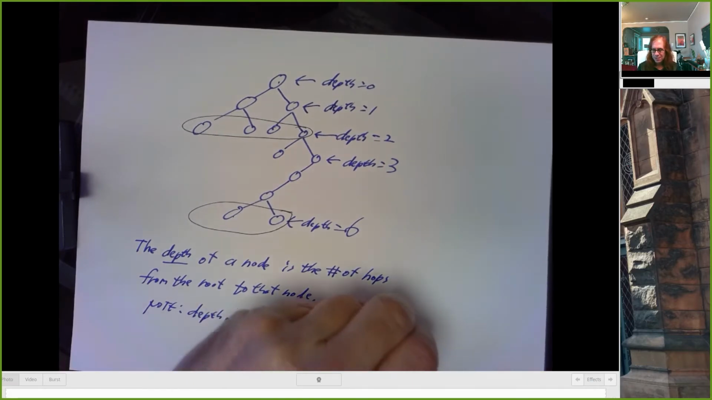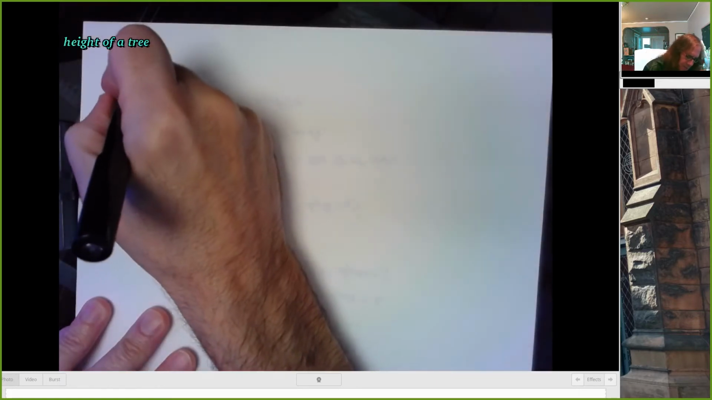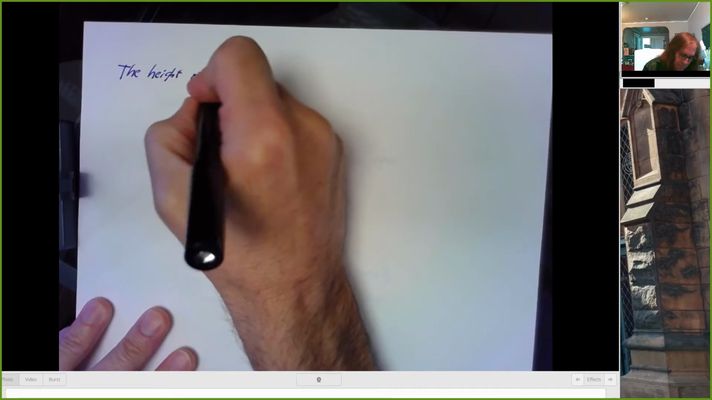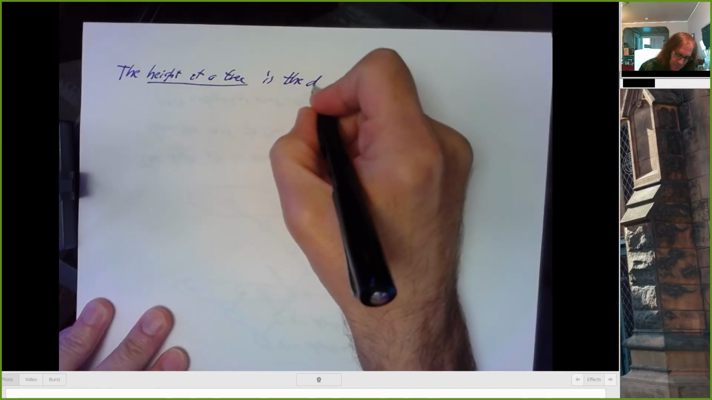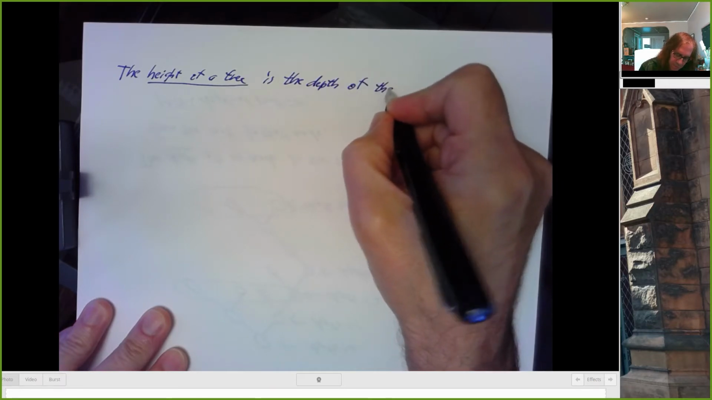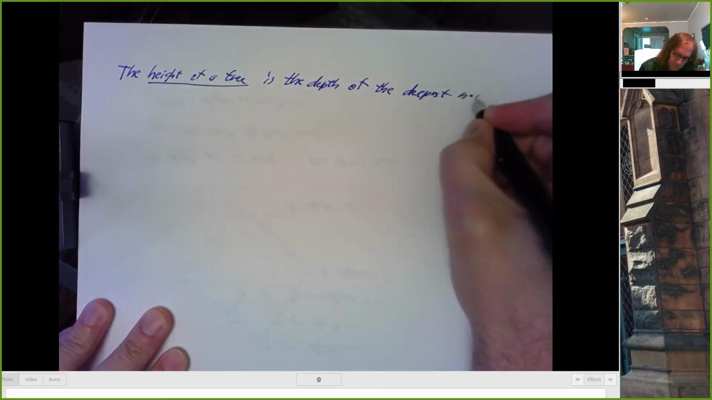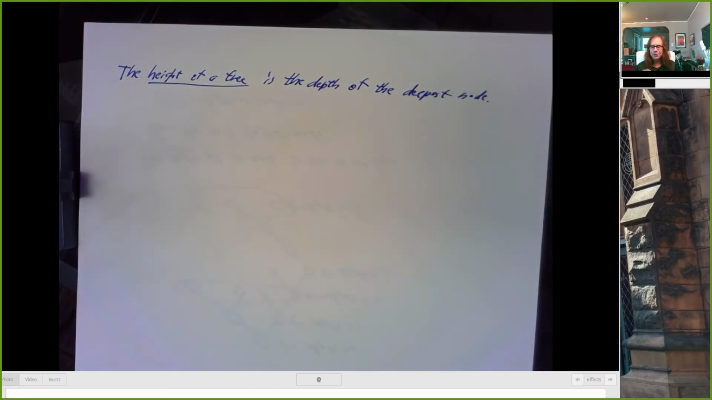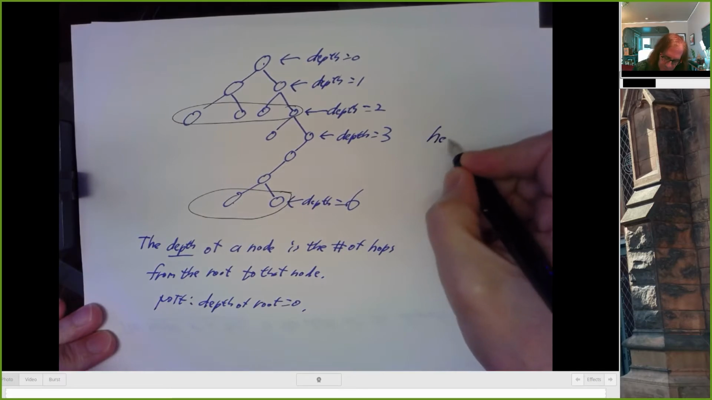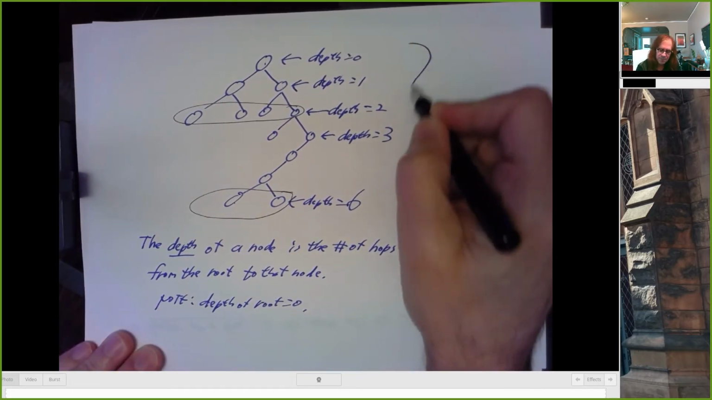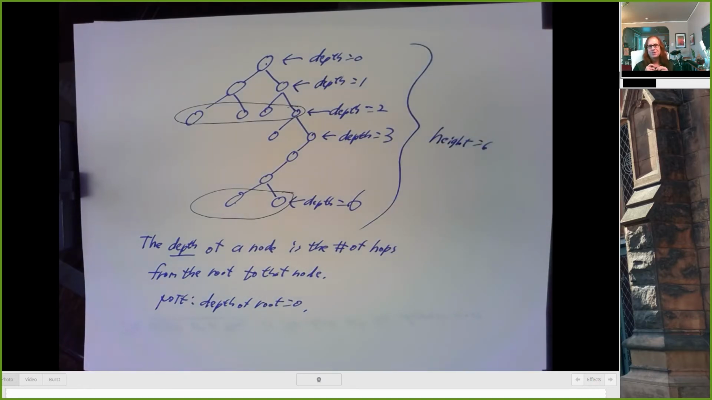That's a property of nodes. Let me give you a definition that applies to the whole tree. That's the height. So the height of a tree is just the depth of the deepest node. So look at every node in the tree, see what the depth of each node is. Whatever the largest depth is that you find, that's the height of the tree. So this tree has a height of 6. And again, that's a property of the tree, whereas depth is a property of a node.